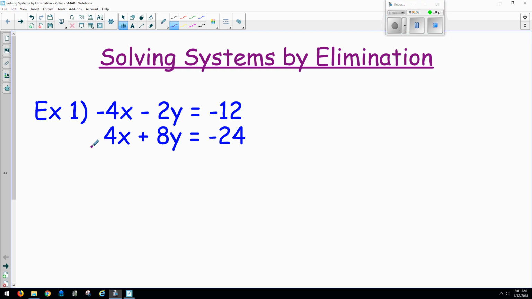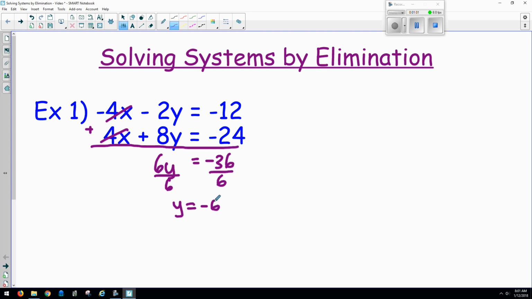So all we're going to do is add these two equations together. And when we do that, we can see that the x terms go away. We're going to add the coefficients for the y's, and we get 6y equals -36. And we're just going to solve for y from here. So y is -6.